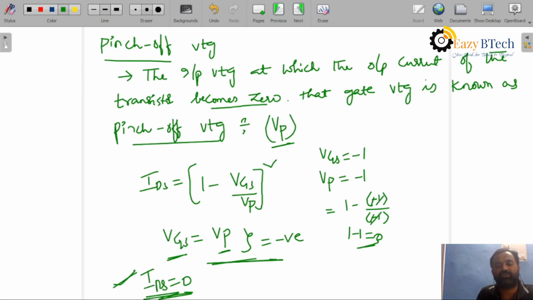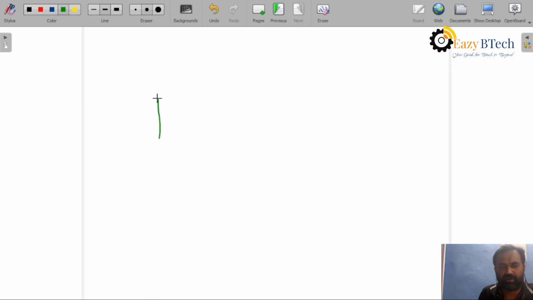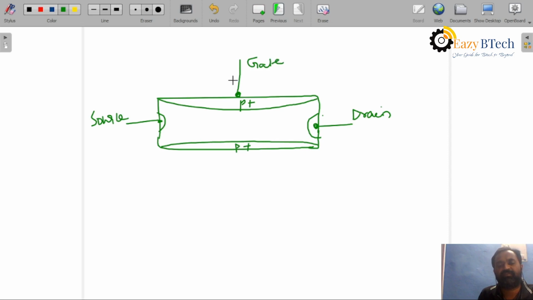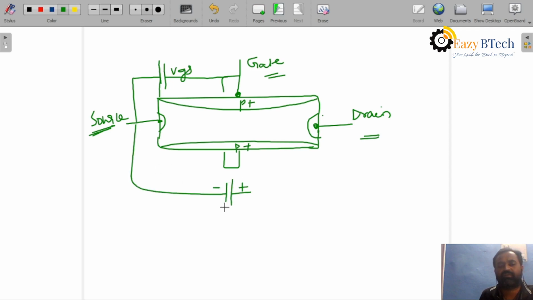Now to calculate this pinch off voltage, we will draw a small diagram from the construction of a JFET. This is the source terminal. This is the drain terminal. This is P plus. This terminal is known as the gate. Okay, we have source, drain, and gate. The voltage from here to here we will call VGS, and the voltage from here to here, VDS.